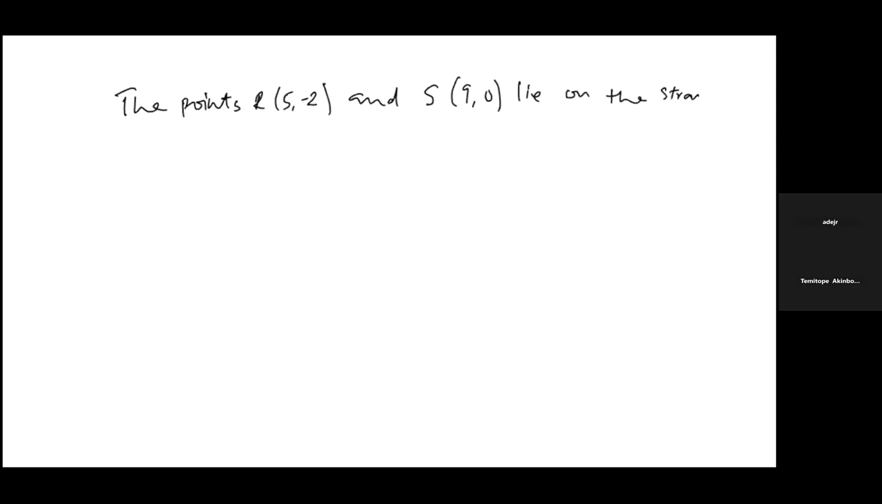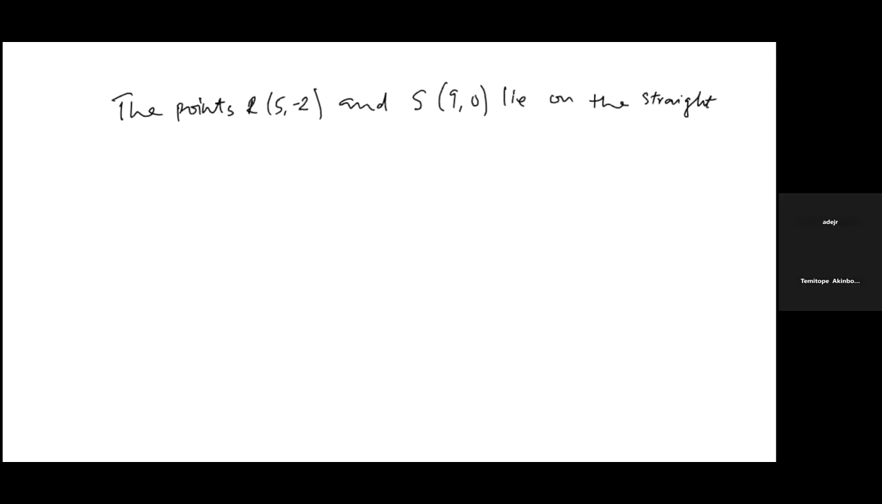So the question says the point R, which is at 5 comma minus 2, and S, which is at 9 comma 0, lie on the straight line L1, as shown.